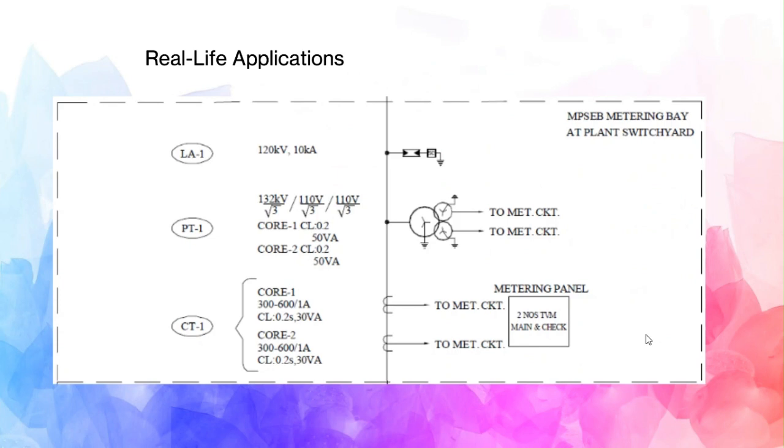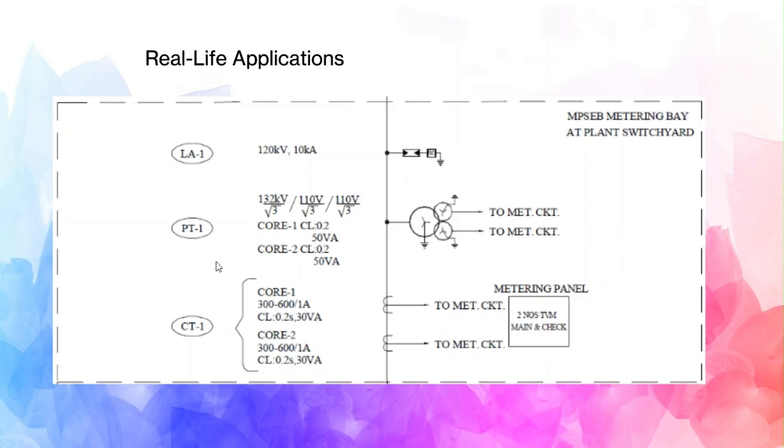Now, let us take an example of real life application. This is a 132 by 11 kV substation. The first equipment is LA. LA is lightning arrestor. This is the symbol of an LA. We will just have an overview of the components and how they look, because as a design engineer, one needs to understand these symbols and draw a meaningful conclusion out of these diagrams and symbols.